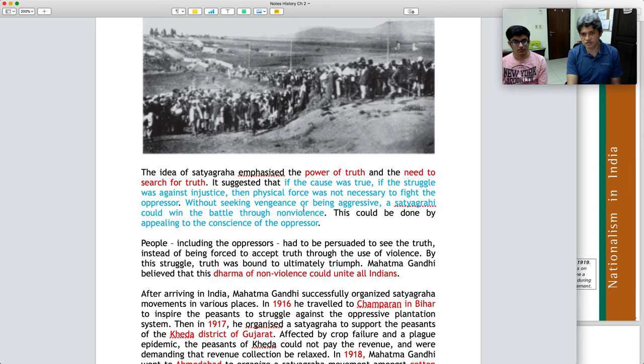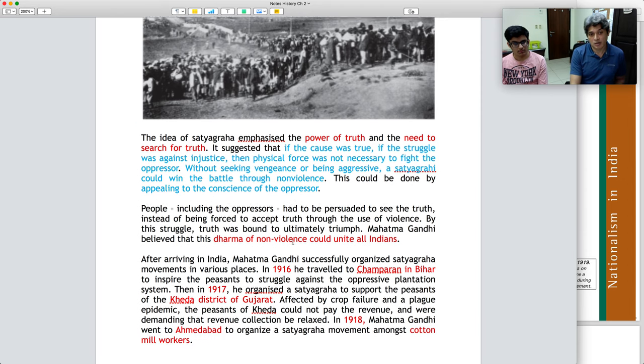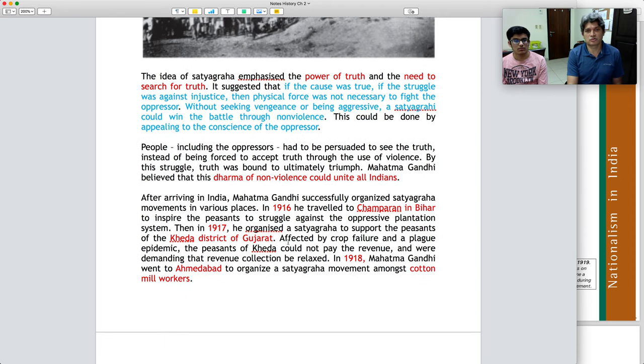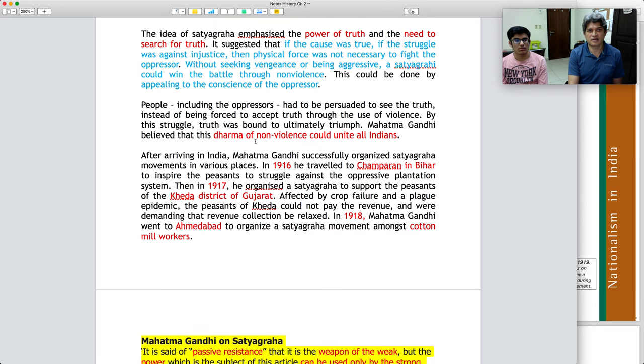Without seeking vengeance, so you're not going to seek vengeance. Or you don't even have to be aggressive. Yes. A satyagrahi could win the battle through non-violence. This could be done by appealing to the conscience of the oppressor. So you are going to be non-violent and fight for the truth and appeal to the conscience of the oppressor.